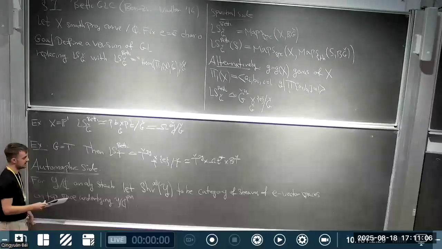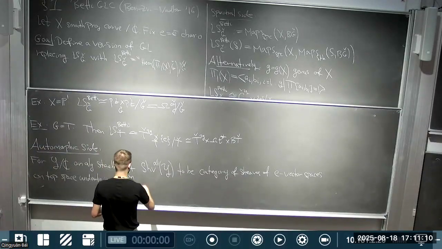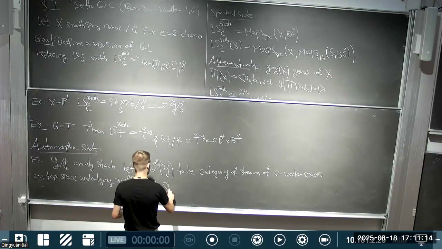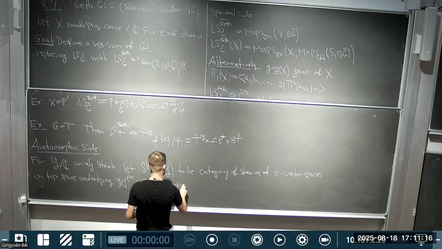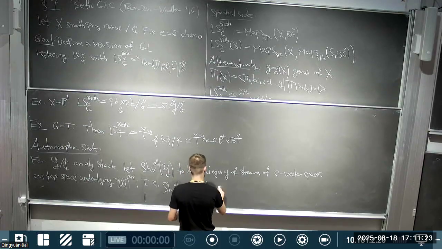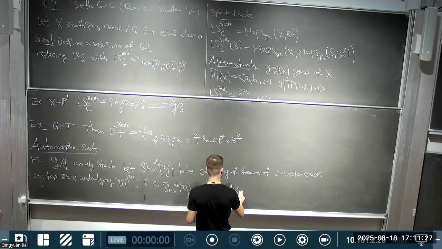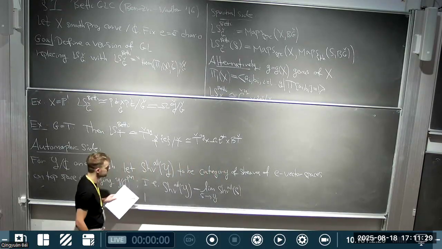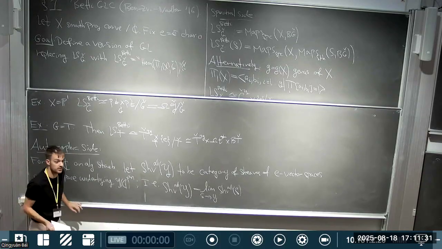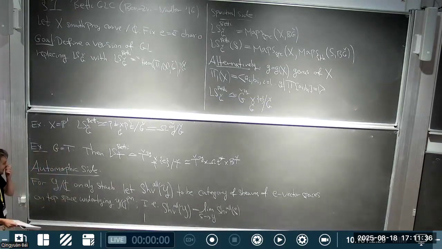Okay, so maybe I should say a bit more precisely what I mean. We can do this by really defining it as follows: the limit over all smooth schemes S mapping to Y of Sheaf_all on S. So I just formally reduce to S as an affine scheme, for example.